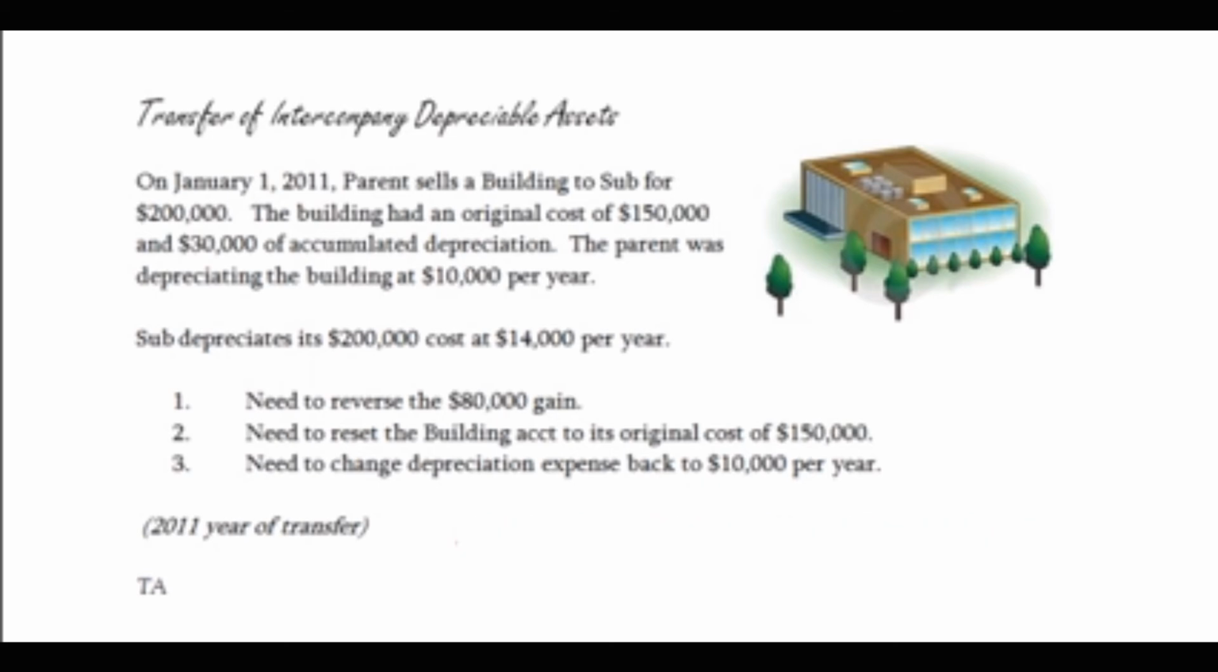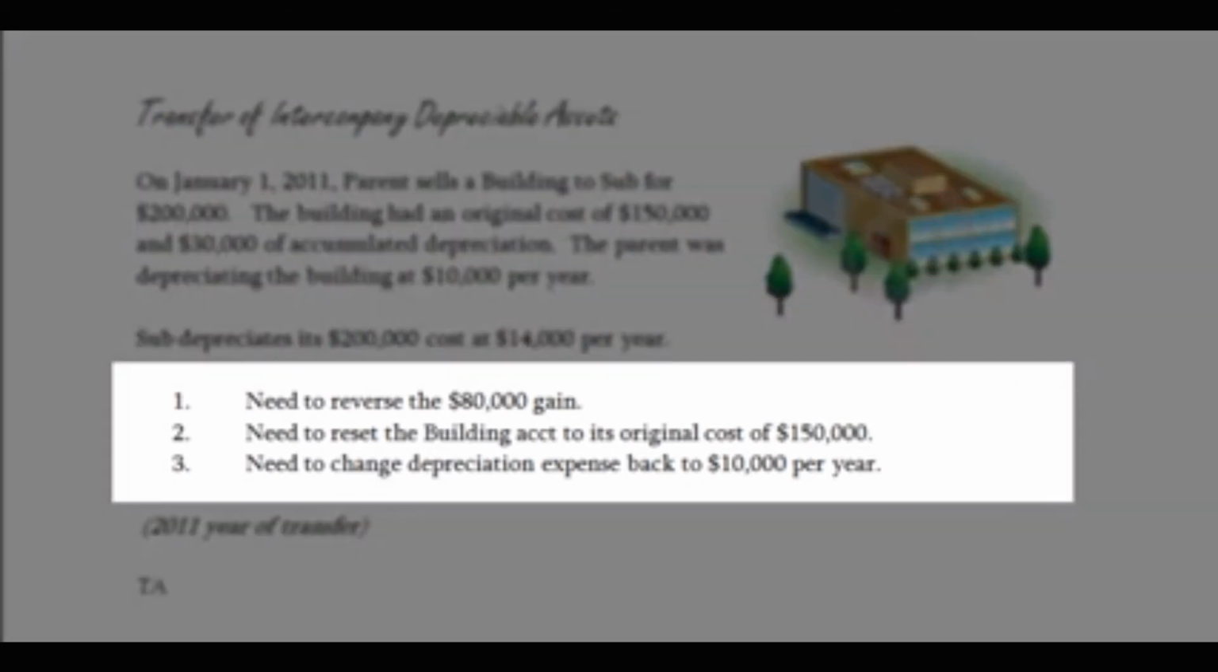So we show up to do the consolidation. Our worksheet entries will need to do three things. One, we will need to reverse that $80,000 gain that the parent is reporting, because that, from our viewpoint, was not a sale to an external party, so they cannot report the gain on a consolidated income statement. Number two, the sub is showing the building at $200,000, but on a consolidated balance sheet, we need to get that reset back to the original group's purchase price of $150,000.